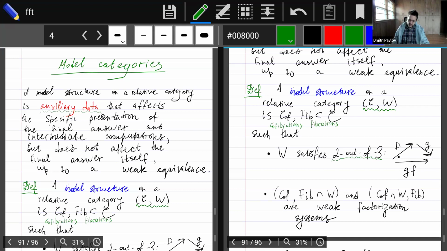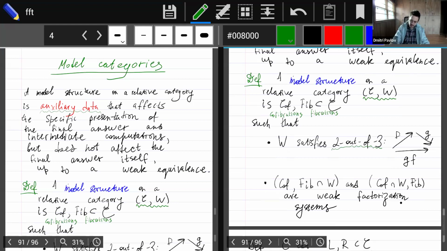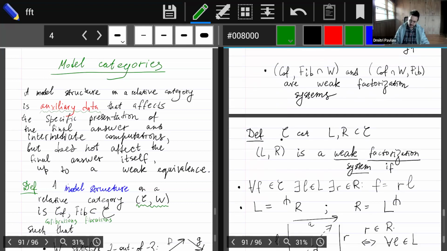And the other property is that if you take the class of cofibrations and the class of fibrations intersected with the weak equivalences, or the class of cofibrations intersected with weak equivalences and the class of fibrations, you get what is called a weak factorization system. What is a weak factorization system? Well, more generally, if you have a category C and two classes of maps, L and R, which obviously stand for left and right, then you say this pair of classes is a weak factorization system on C if any morphism in C can be factored as a composition of a morphism in the left class followed by a morphism in the right class, where L and R are elements of capital L and capital R respectively.